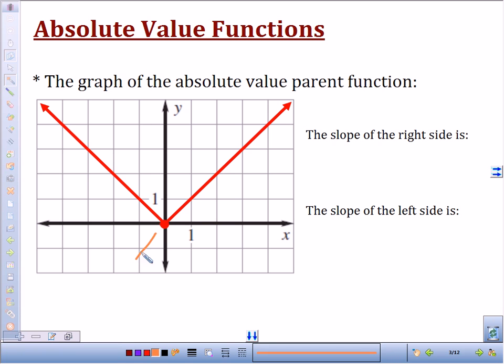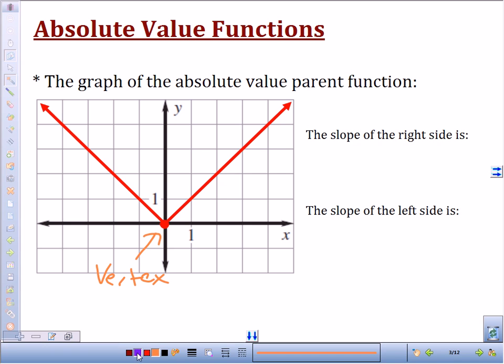The first is the vertex. Now the vertex is the lowest or highest point of an absolute value function. On the parent function, the vertex is at 0, 0, right in the origin. We're going to use that a lot when we start doing translations because we're going to begin with the origin. As we can see, from the vertex we have two lines going in opposite directions. On one side I have a line moving up and to the right, and on the other I have a line moving up and to the left.